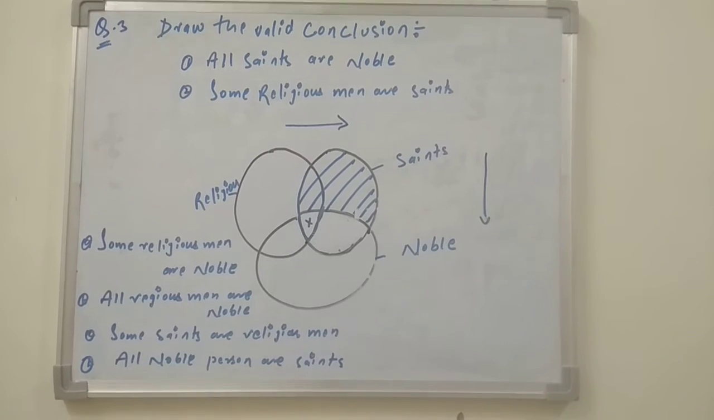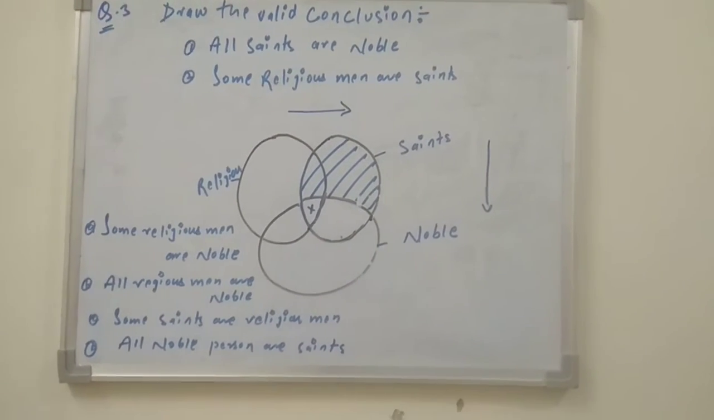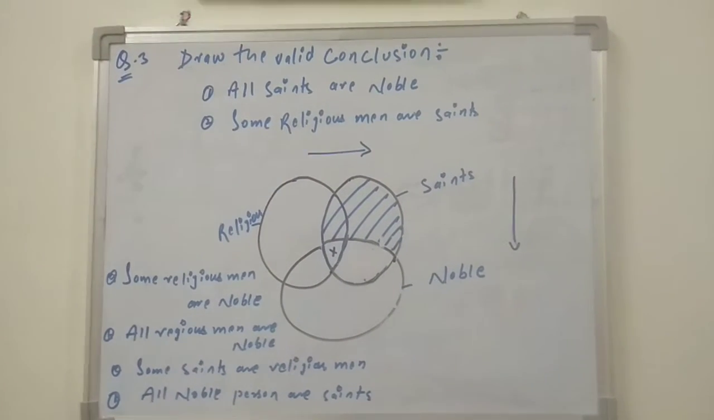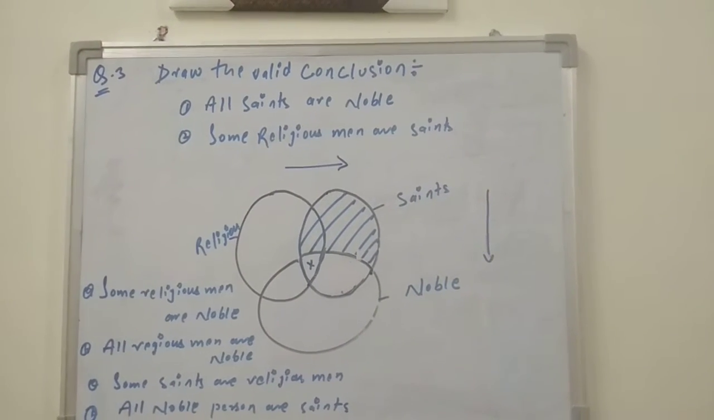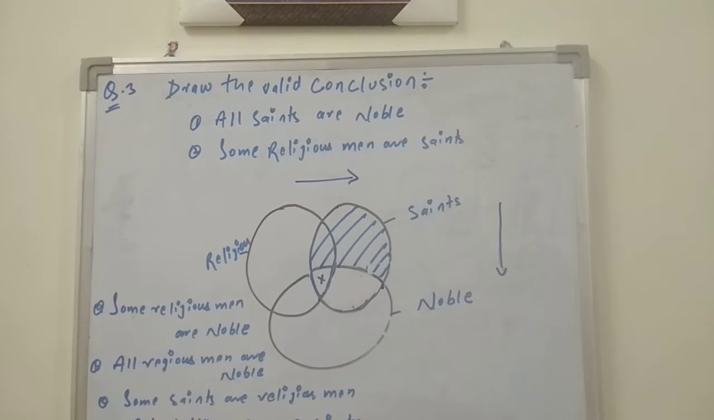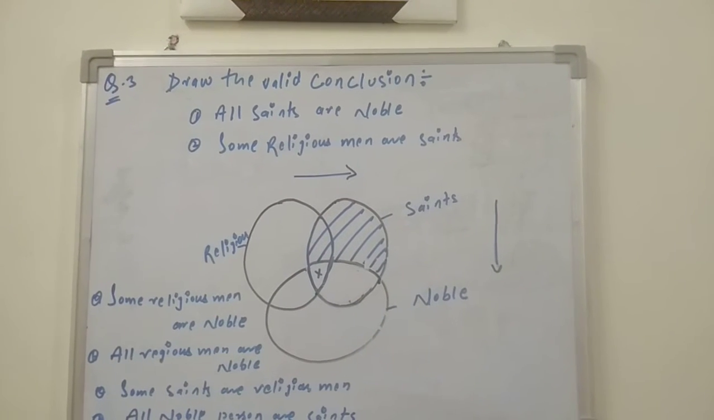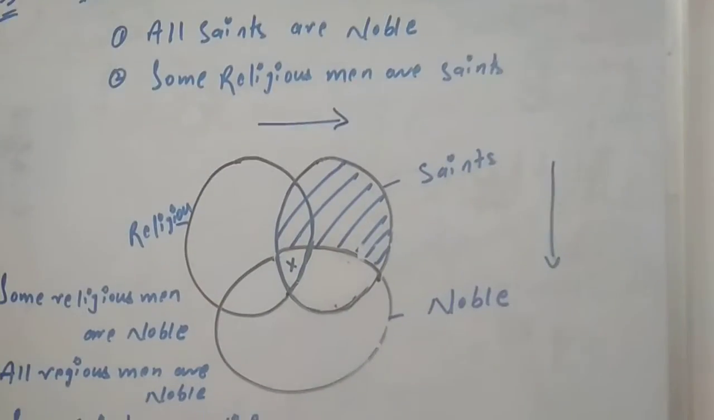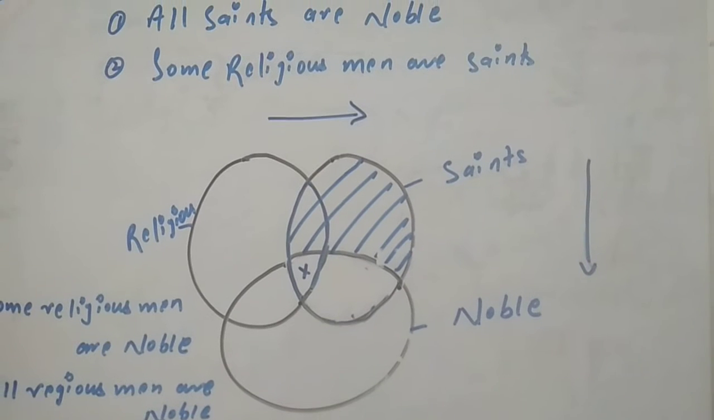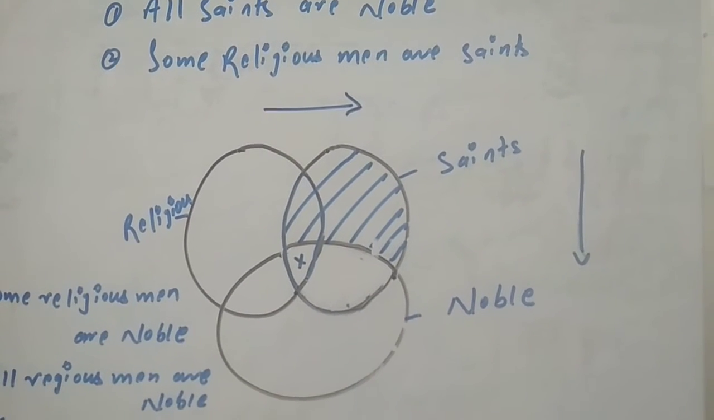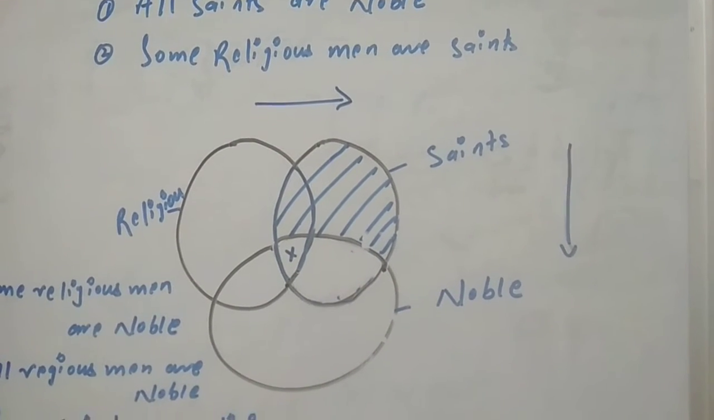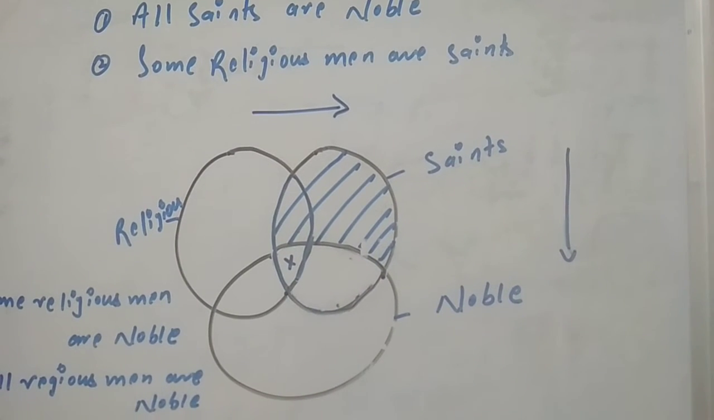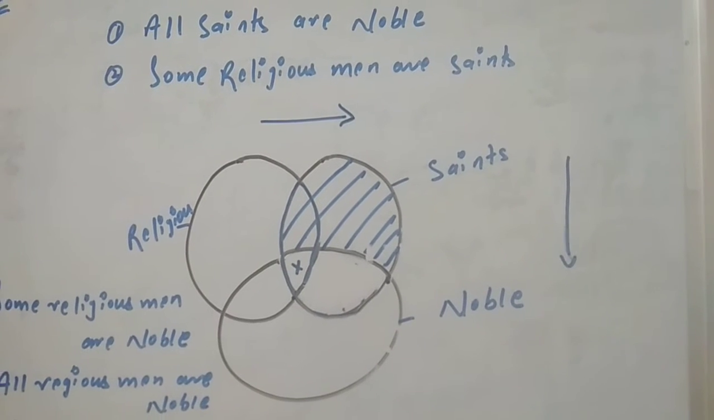Suppose I take one question from the previous question papers of UGC NET. Draw the valid conclusions. They have two statements. One is all saints are noble, and second is some religious men are saints. So first we need to draw three Venn diagrams. First is representing the religious, second one is representing the saints, third one is representing the noble. Always follow the same process whenever they ask questions related to the square of oppositions.